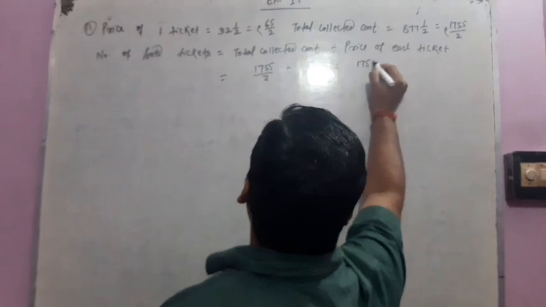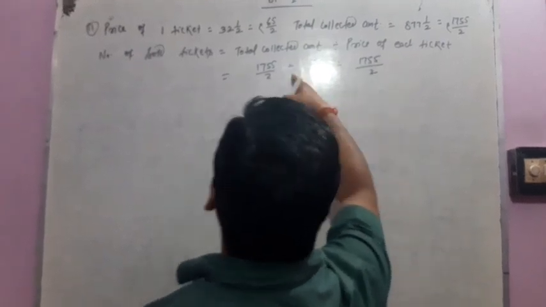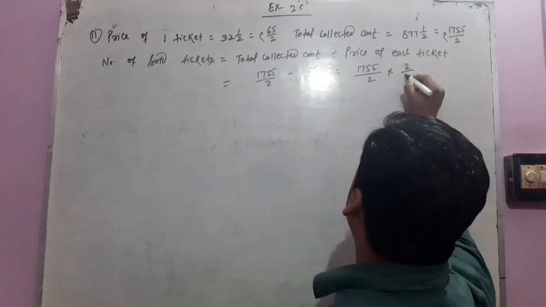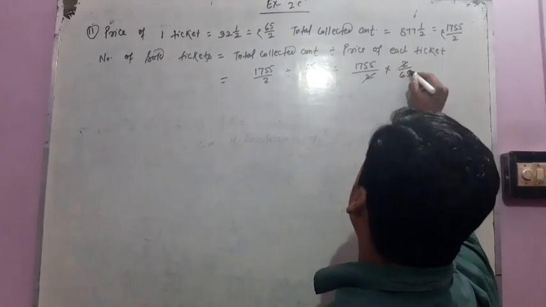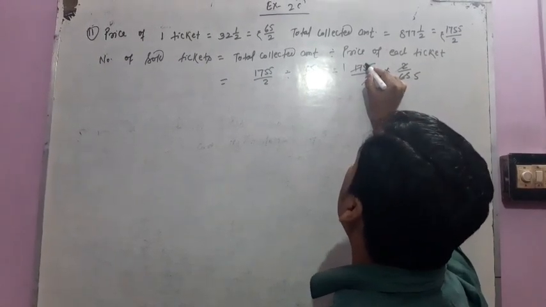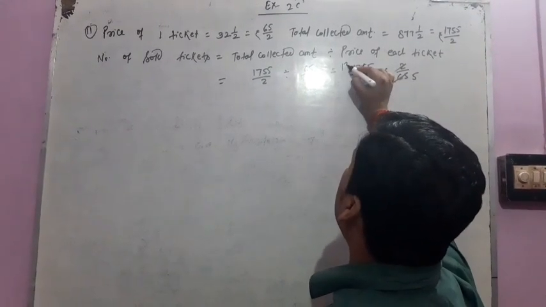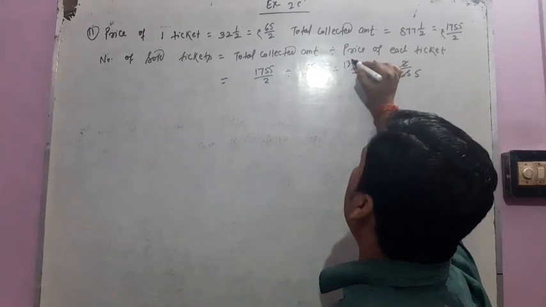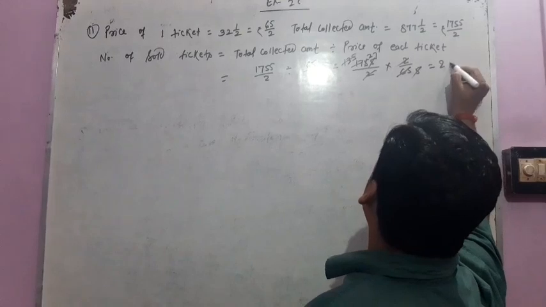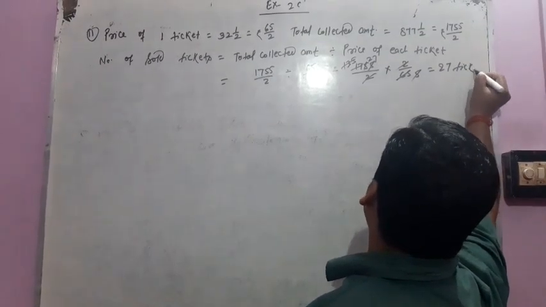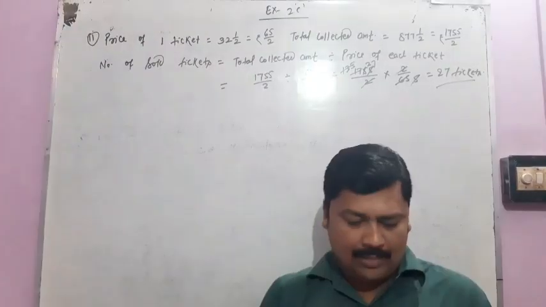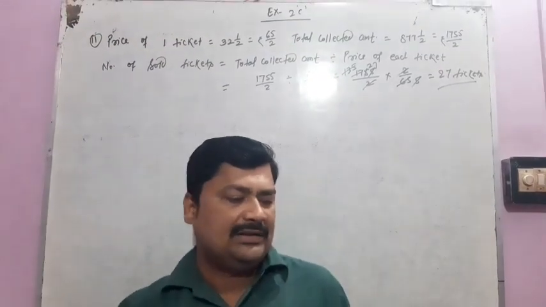Now 1755 by 2. This divide sign we convert into multiply. The next fraction becomes reciprocal. 2 cancels with 2. 13 5s are 65. 13 1s are 13, 4. 13 3s are 39, 6. 6 5s are 65. 13 5s are 65, with 5, 27 times. So number of sold tickets is here 27 tickets. That's our answer. Now again here question number 12, 13 and 14, these three are same.